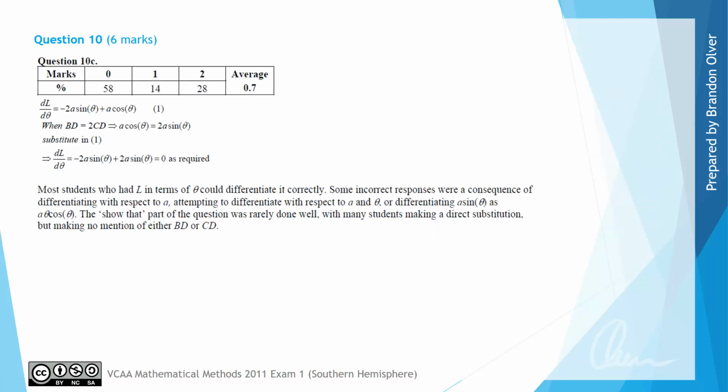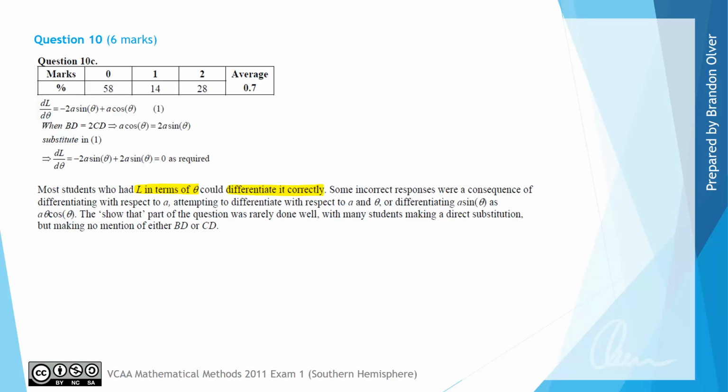So from the examiner's report, we can see that 28% of students got this mark correct, with 58% of students getting 0 marks. So they weren't able to calculate the derivative, and then they weren't able to progress to showing what they needed to show. So the report goes on to say that most students who had L in terms of theta could differentiate that correctly. Some incorrect responses were a consequence of differentiating with respect to A rather than theta, attempting to differentiate with respect to both A and theta, or differentiating a sin θ as a θ cos θ, which is also incorrect.